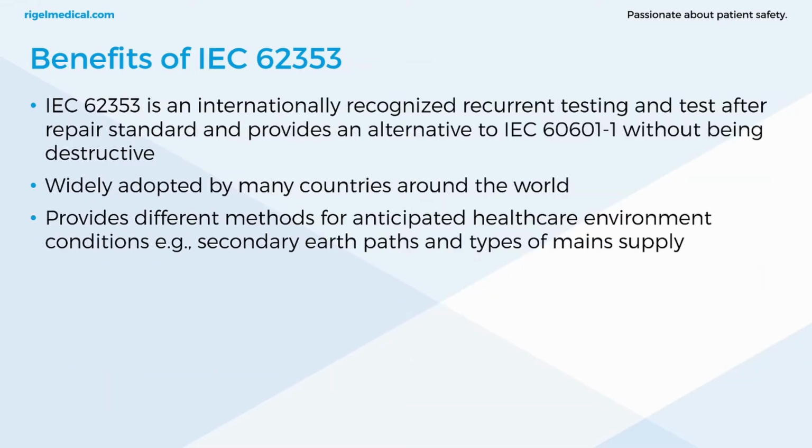Okay, so what are the benefits of IEC 62353? Well, at Rigel we push for this standard to be implemented. It's the best way to ensure the device is performing safely once it's out into service. So once it passes that type test cycle of production, this is the best way to ensure your device is performing correctly. It's an internationally recognised retest and test after repair standard, and provides an alternative to 60601 without being destructive. Widely adopted by many countries around the world, it provides different methods for anticipated healthcare environment conditions, e.g. secondary earth paths and types of mains supply.